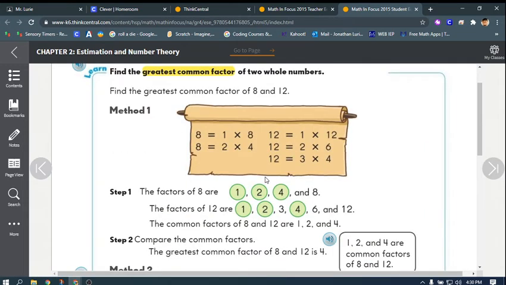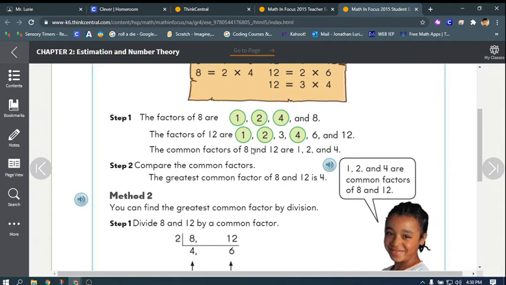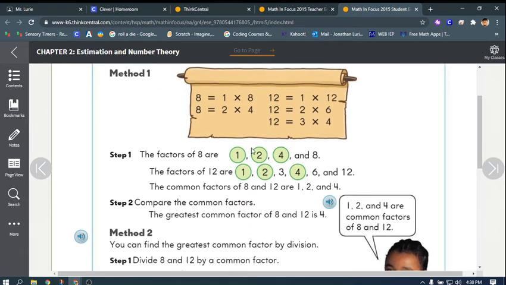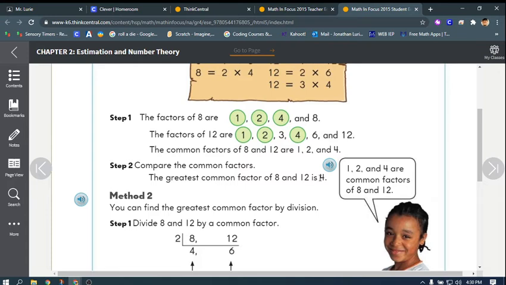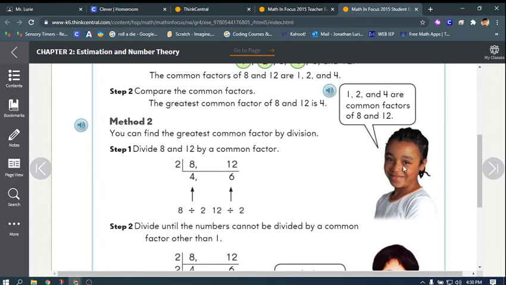Find the greatest common factor of 8 and 12. Well, there's two methods. The first method is what we did before, where you make a list of each one, and you circle the numbers that are in both lists, and you identify the number in both lists that is the greatest, the biggest. And boom, you got it. It's 4. As this guy knows, 1, 2, and 4 are common factors of 8 and 12.